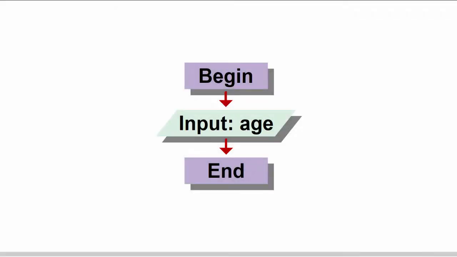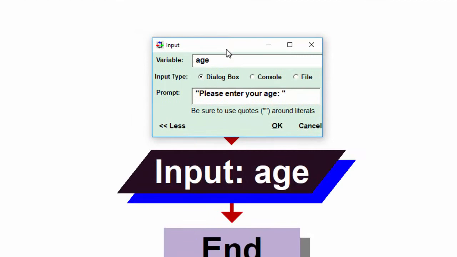So let's take a look at how this works in Visual Logic using one of my previous examples. So right now I have an input set up, and this input is going to ask me to enter my age.